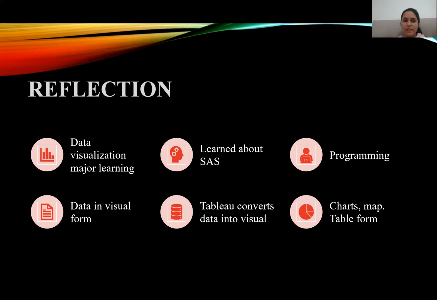It will also be very helpful in the future, because when we have to work in any organization, we can present our data in visualization form, which is easy to explain and easy for others to understand.